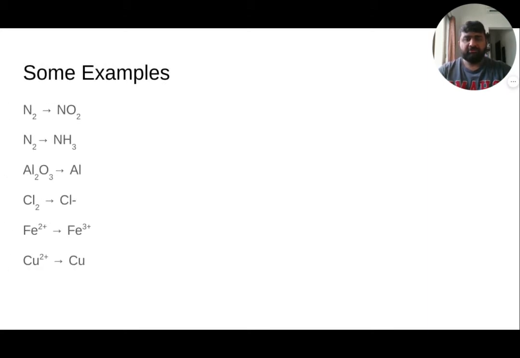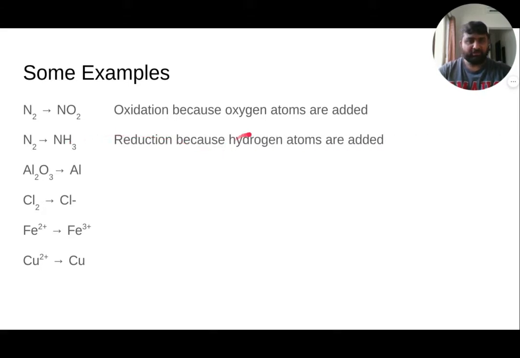These are the examples I've given you, and we need to identify the atoms getting oxidized or reduced with a specific reason. For the first one, nitrogen goes to nitrogen dioxide. The change is that oxygen is added. Whenever oxygen is added, we can say it's oxidation. Next one, hydrogen is added, and when hydrogen is added, we call it reduction. Third one, Al2O3 goes to Al. It had some oxygen, now it's gone, so reduction because the oxygen atoms are removed.